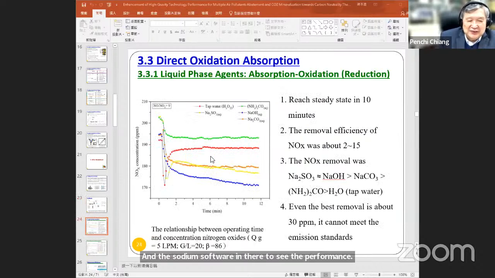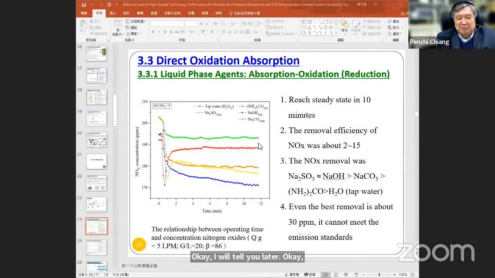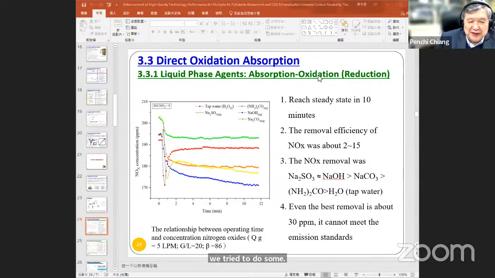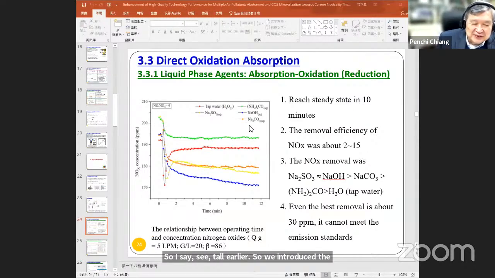At the beginning, we try to do some absorption and oxidation process, shown here. As I told you earlier, we introduced different levels of the chemicals in there. This is sodium sulfate, this is sodium hydroxide, and then this is the urea, and then this is the sodium carbonate. You can see the different performance because of the different types of chemicals.